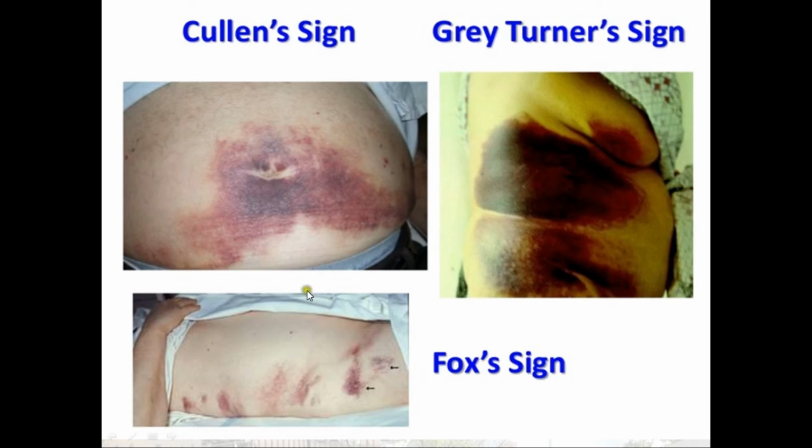See, this is the Cullen sign. There is a purplish bluish discoloration. Basically this is a hemorrhagic kind of purpura which is present around the umbilicus. This will be considered as a Cullen sign.